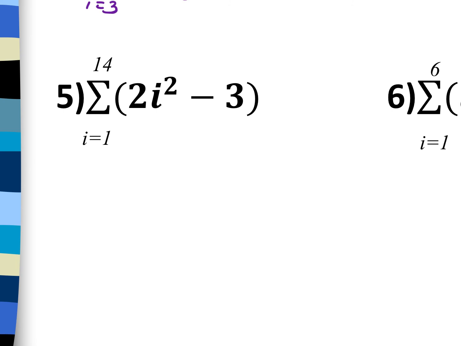If the number at the top was small, like 4, I could literally plug in 1, then 2, then 3, then 4, and add these together. It wouldn't be so bad. But because it's 14, you certainly don't want to plug in the numbers 1 to 14. So we're going to break this apart. Remember, you can break apart the sum and the difference, right? So I could do the sum from I equals 1 to 14 of 2I squared, minus the summation of 3.